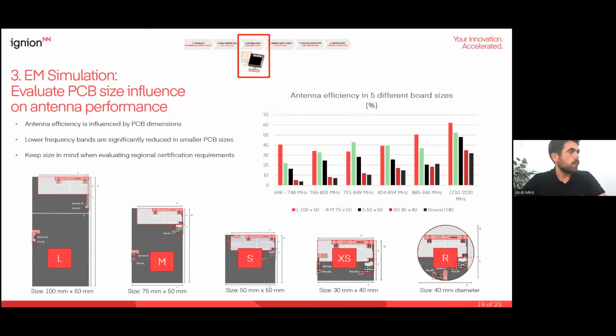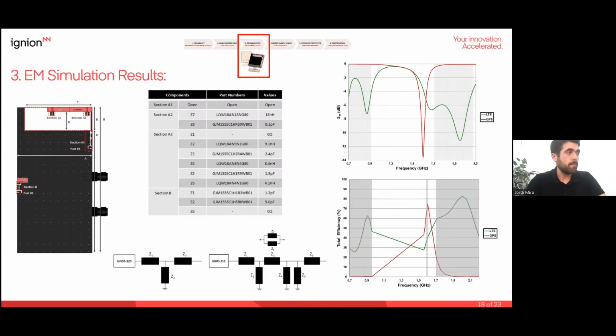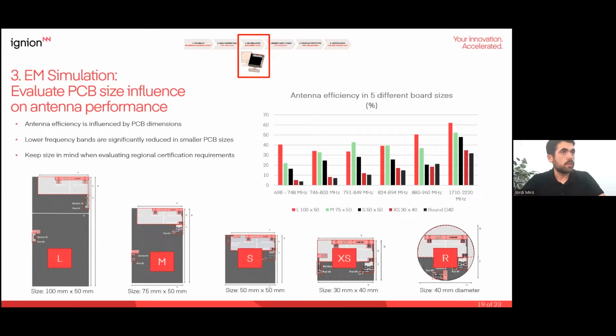Keep in mind this example, because we will evaluate the performance along different examples in terms of PCB size. Antenna efficiency is strongly influenced by PCB dimensions, especially at lower frequencies.